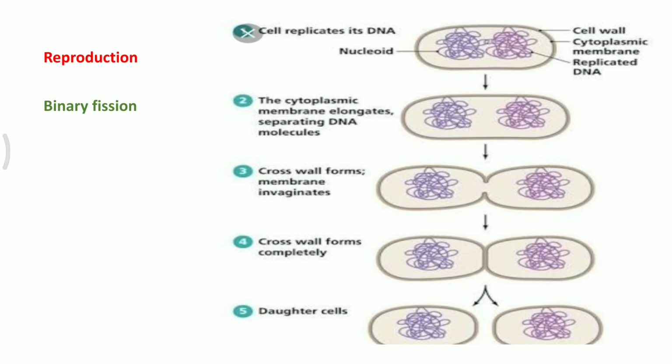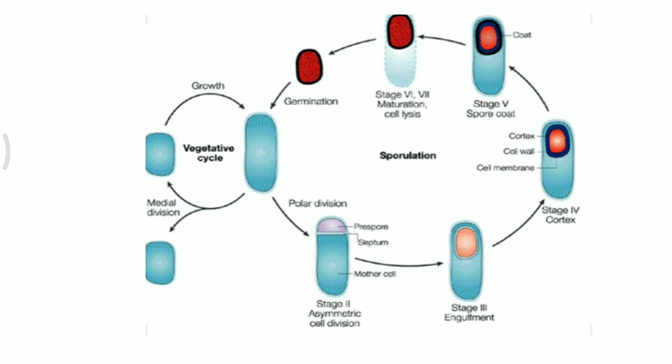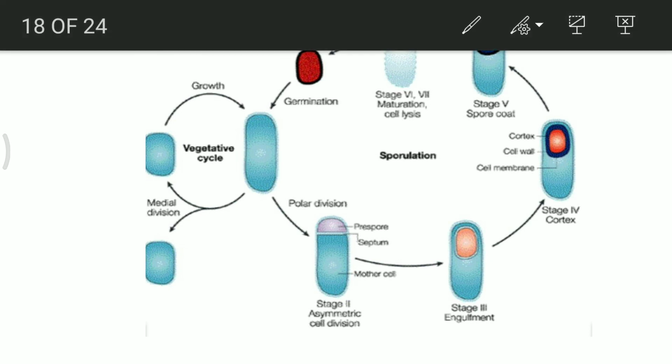What about the unfavorable condition? During that time, we see the formation of cyst, and there are two ways by which a cyst can be formed. You all can see that sporulation is being explained over here. You can see a cell wall is there, and this is the spore coat.